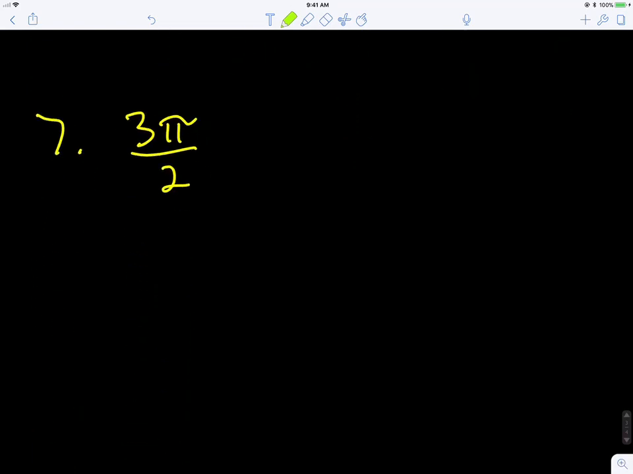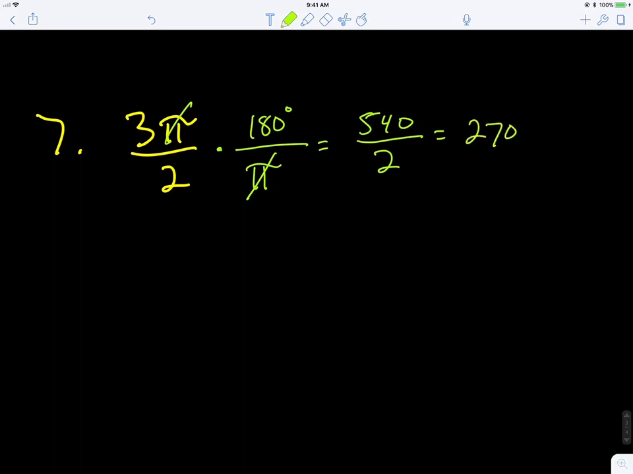And let's do one more just to be sure here. I have pi in the denominator because I want to cancel my pi's, and I have 180 degrees up top. I cross off my pi's. I multiply the 180 times 3. You get 540. I multiply the 2 times the 1. I get 2. I reduce, and I'm going to get 270 degrees.